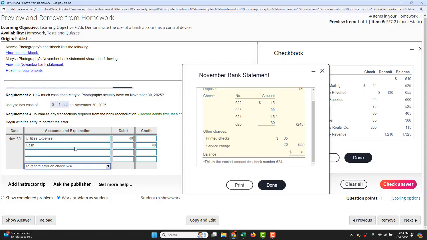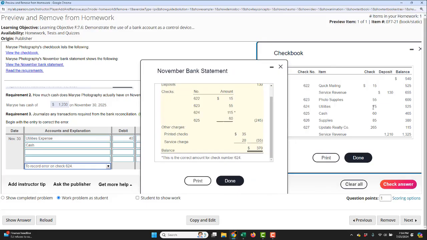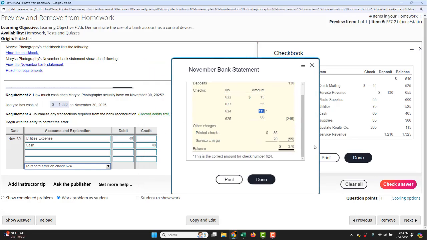Okay, so now we would basically have seen the original $75 debit when we wrote this check, and now we're debiting $40 more. So when we add 75 to 40, we get this total 115, which is the correct amount. And since these were both debited, because utilities expense is a debit account, you're gonna have a debit balance in utilities expense of $115, which is what we want.